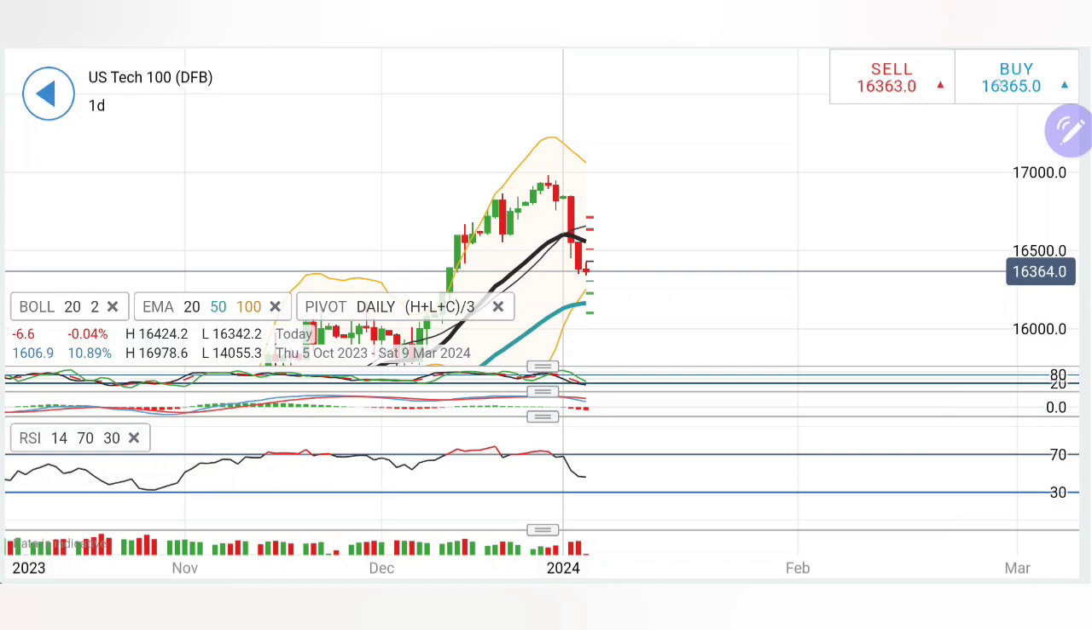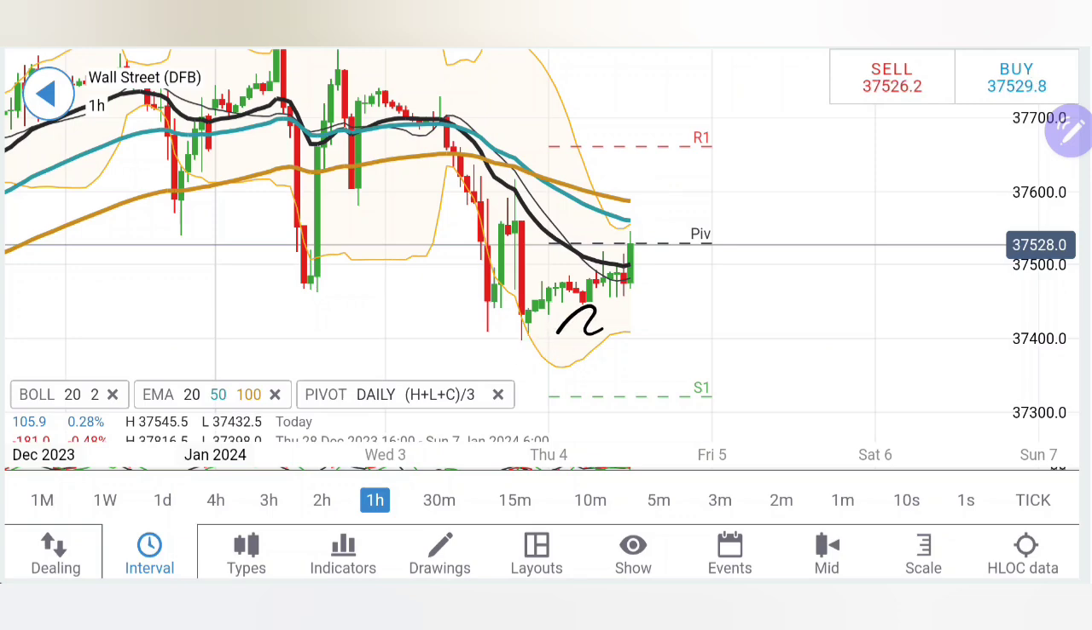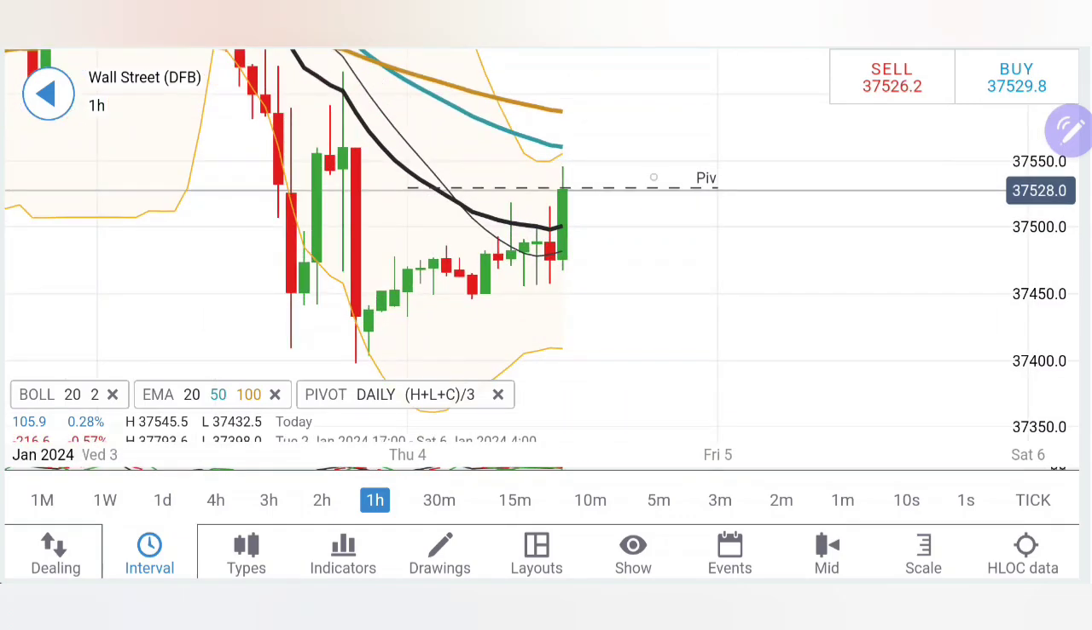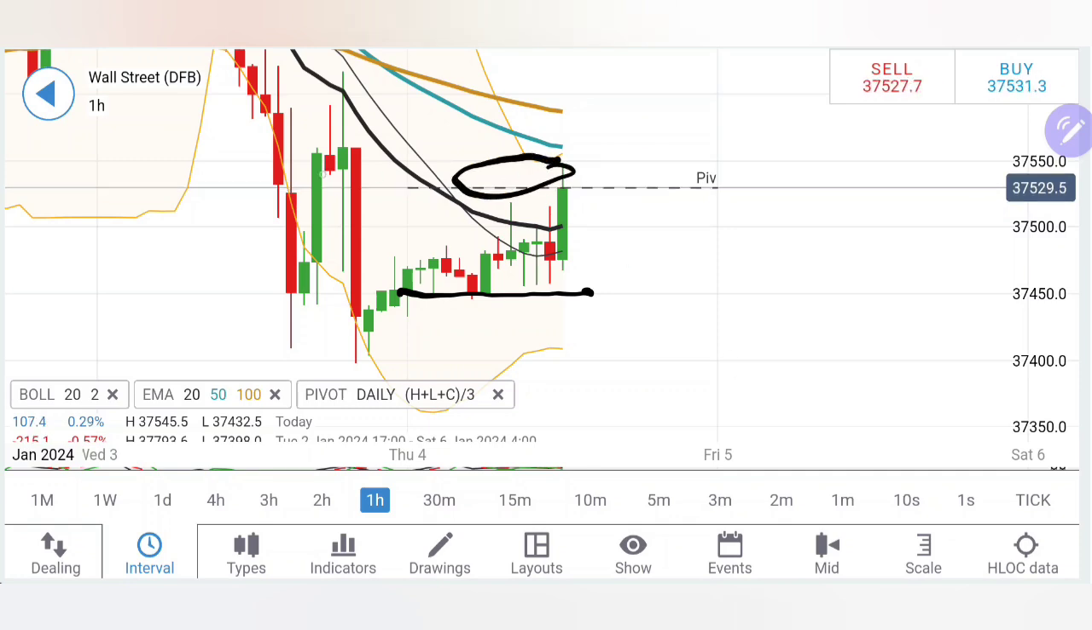Let's have a look at Dow Jones. US30 on the hourly charts, on the path of recovery, on the path of retracement. Look at these 3 to 4 candles now. 37,450 has become a stronger support zone. Now also remember, these levels are the retracement and the resistance zone.